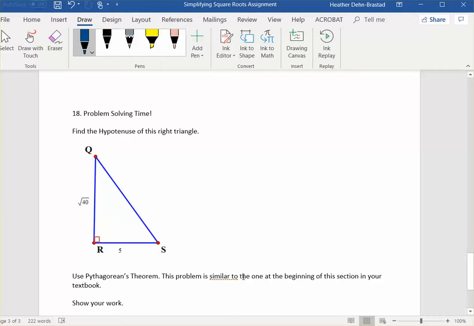Don't forget that when you square a square root, like let's say you have a square root of 10, and you square it, the answer then is just an integer, just a number. There's no square root on it anymore. And that's going to come up in this one because you're going to be squaring this leg in order to use the Pythagorean theorem.